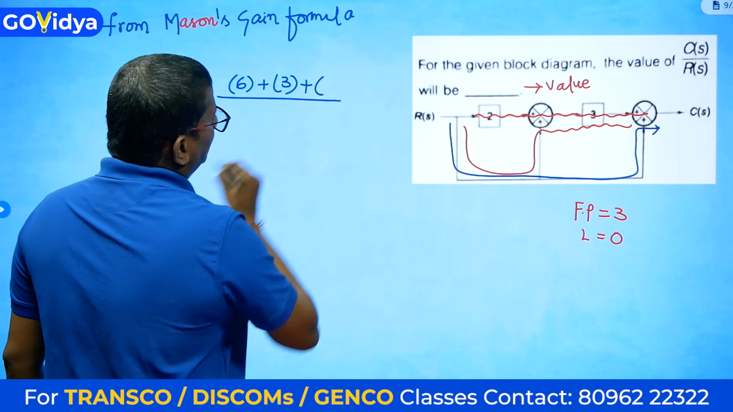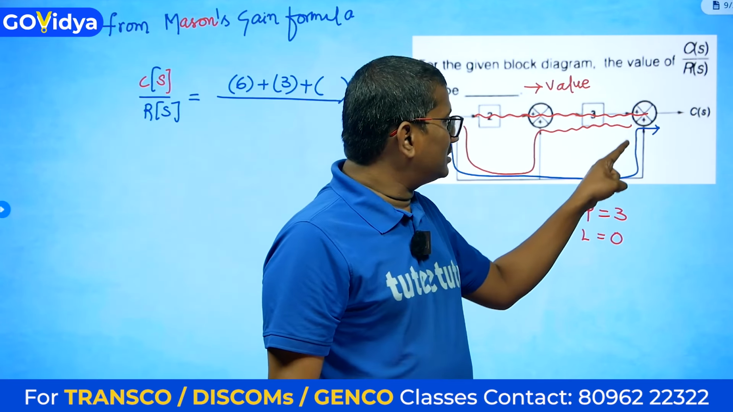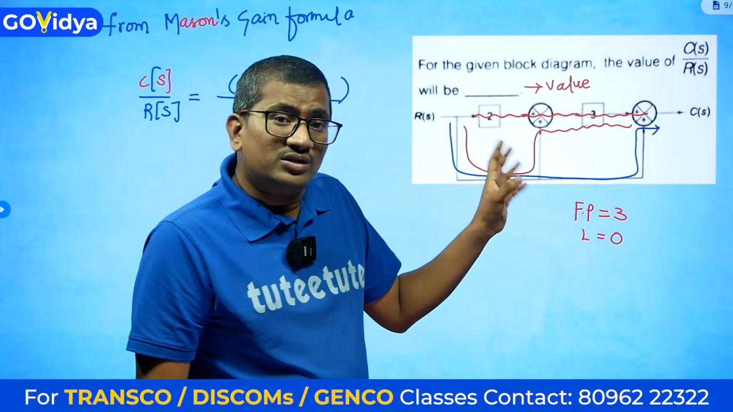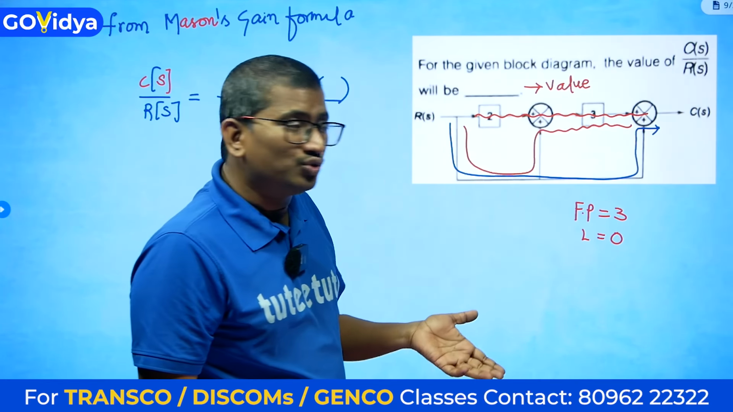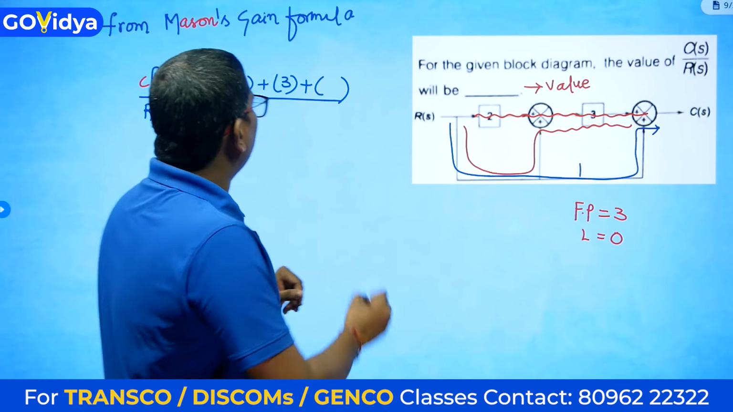Again plus. Where is another forward path? You see here, this is the blue color one. This is another forward path. But the value is nothing here. So what's the value you are going to choose? The value you are going to choose is 1. So therefore its value is 1.